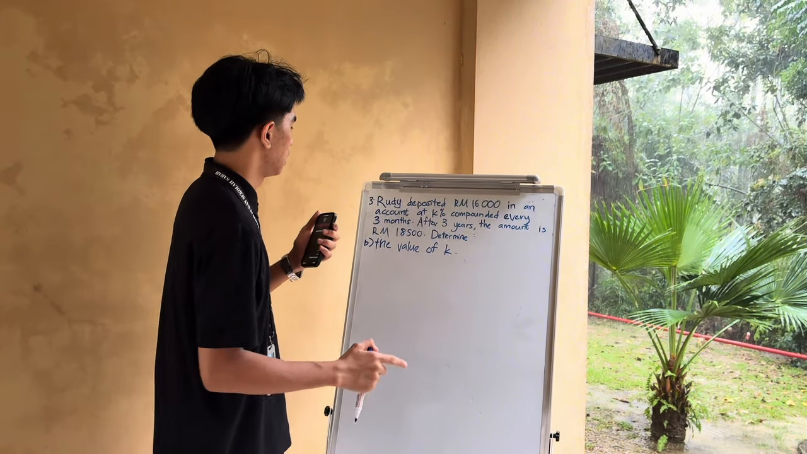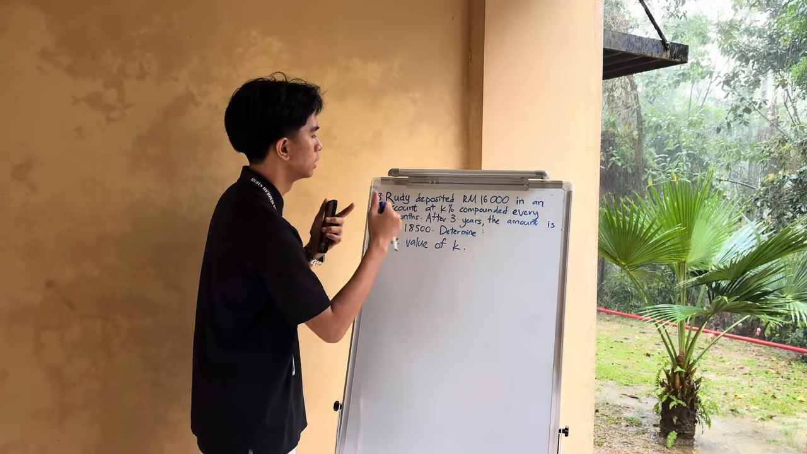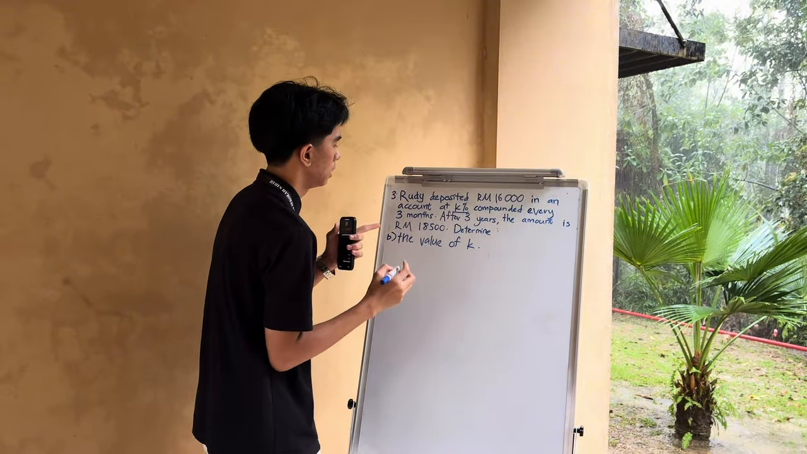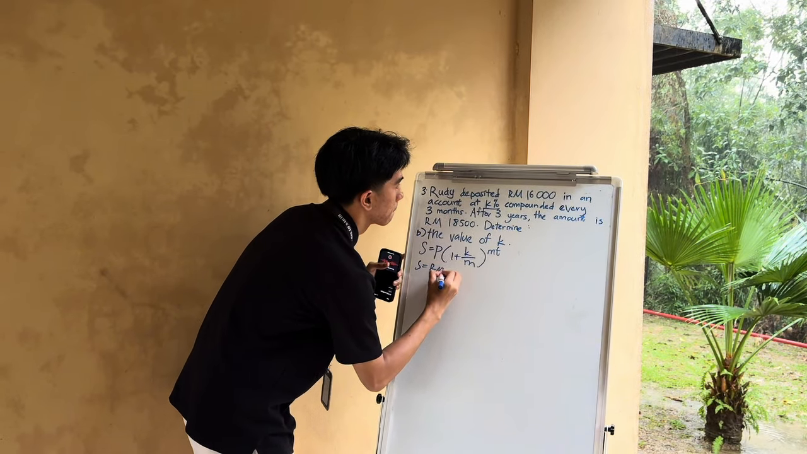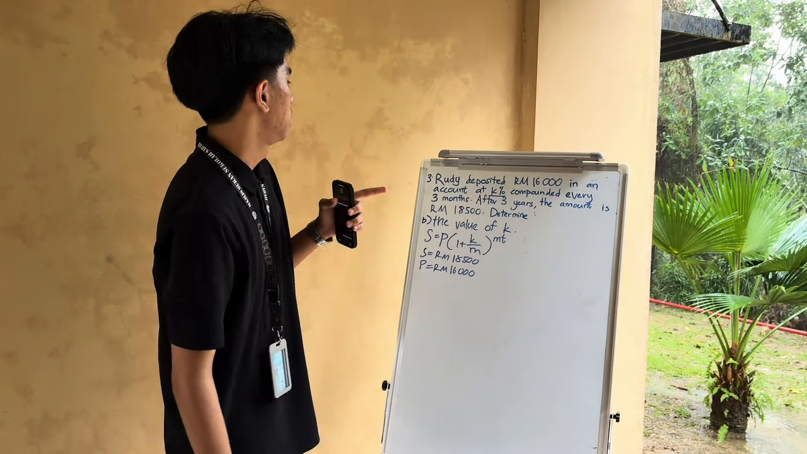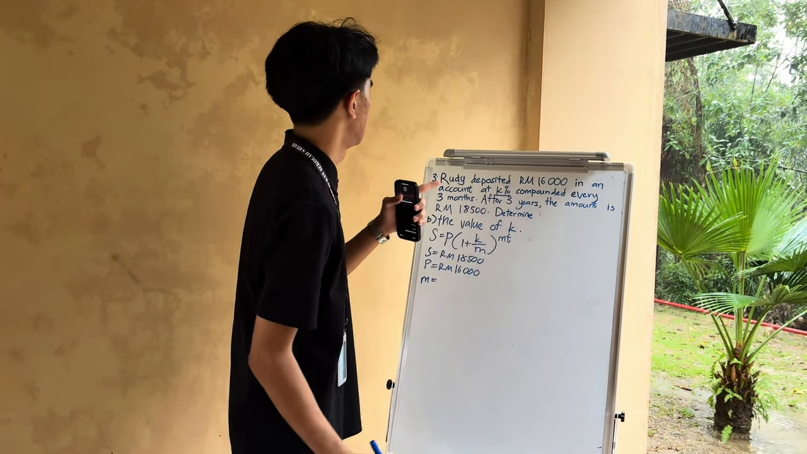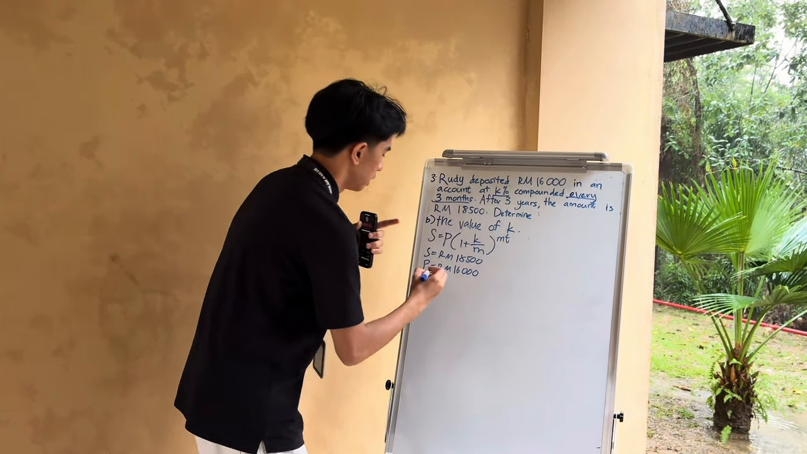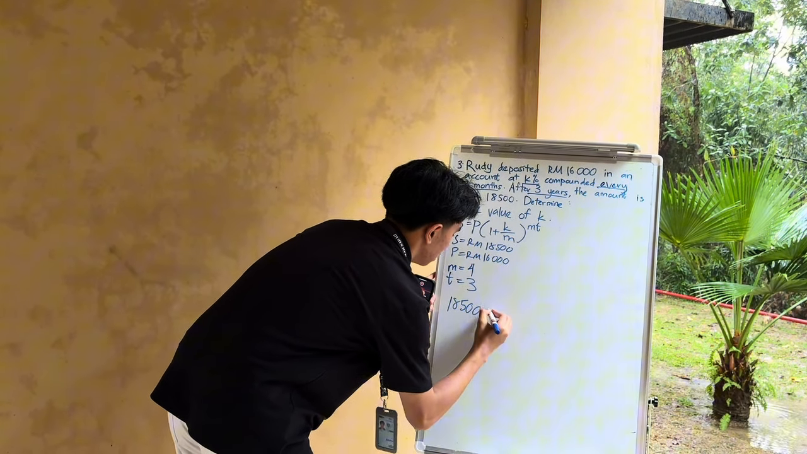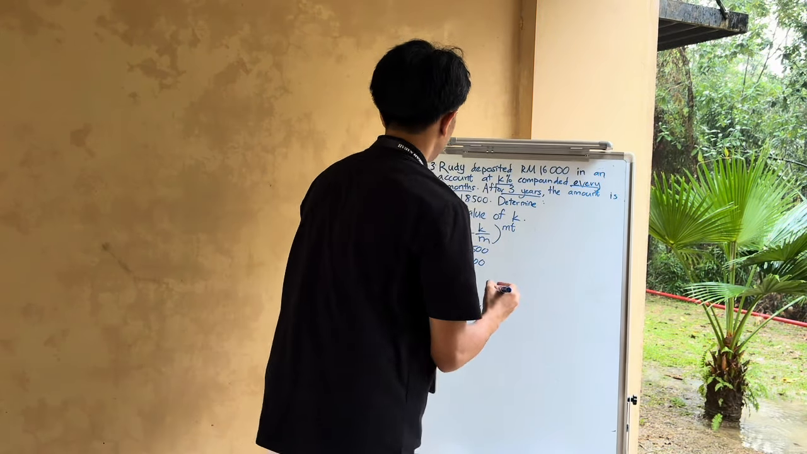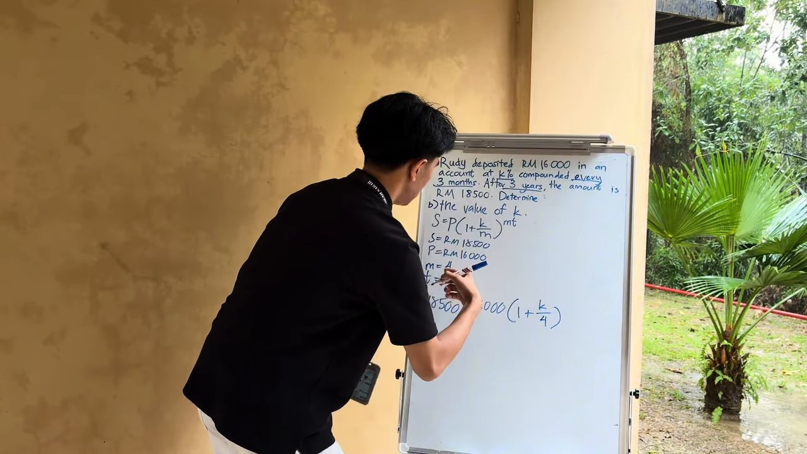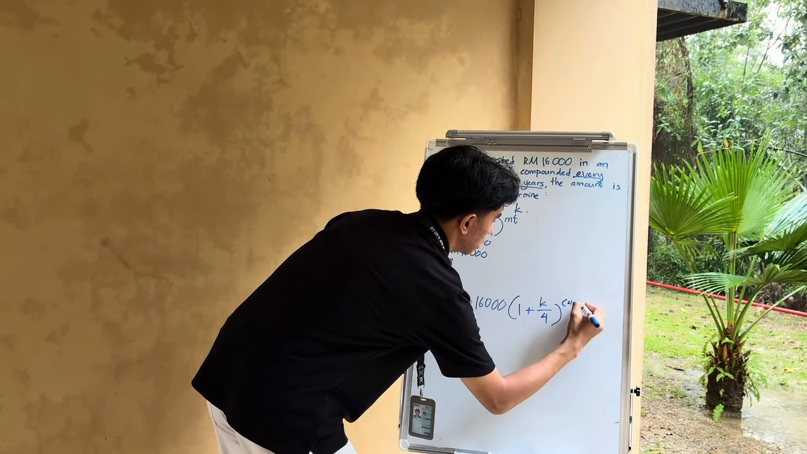For question B, the question asks for the value of k, the rate. They didn't give us the k. In this question, we will use the formula with S as RM18,500 and P as RM16,000. Now, m is compounded every 3 months, which is quarterly, so it is 4. Now the t, which is time, is 3 years. So 18,500 equals 16,000, 1 plus k per 4, to the power of mt. m is 4, and t is 3.